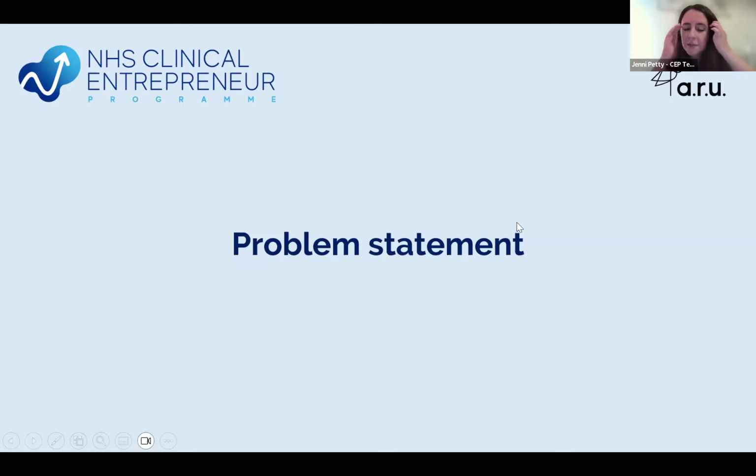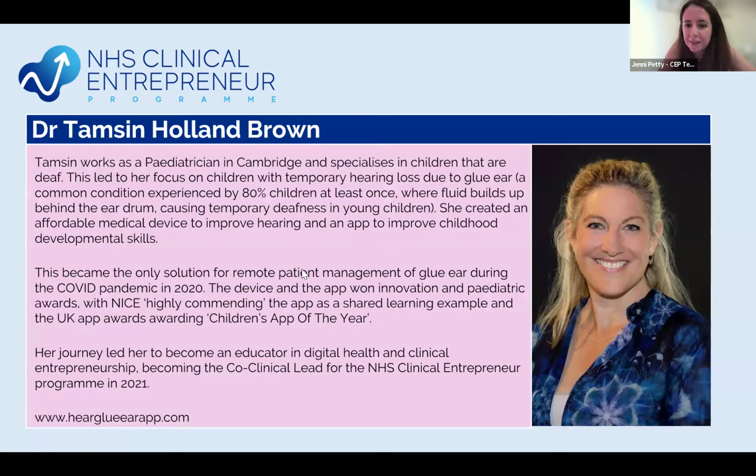What I'm going to do now is pass over to Tamsin Holland-Brown, who is going to talk to us a little bit more about her innovation, Hear Glue Ear, and how her understanding of the problem developed and how she made use of research and really just delved into innovation more. So if that's okay, Tamsin, I'll pass over to you and I'll just call up your slide there. Thank you. We can move on from that slide. That'd be lovely.